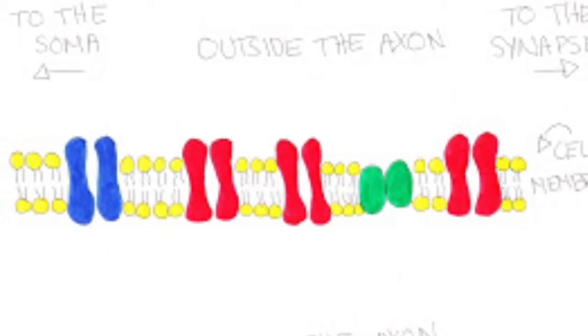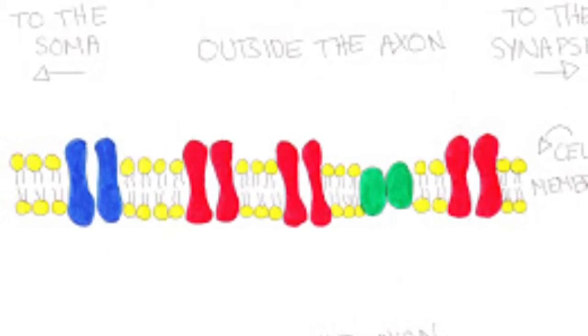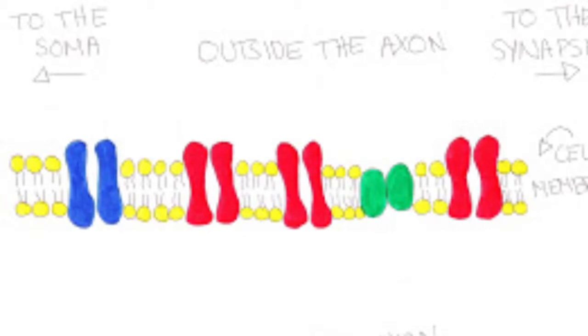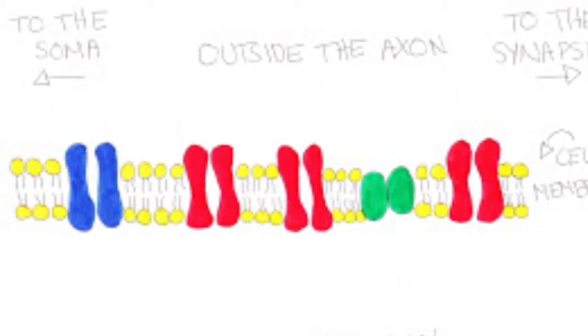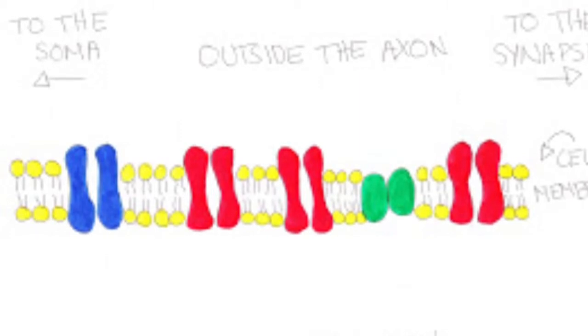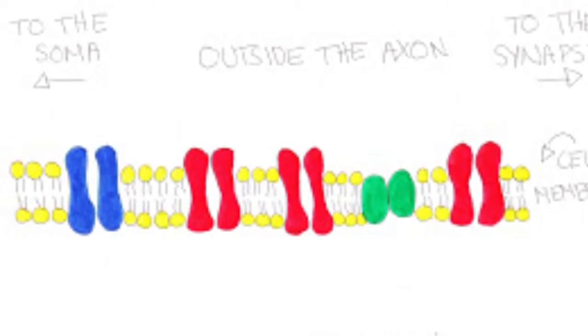Shortly after this, the sodium-potassium pump, the green balls, take out 3 sodium and take in 2 potassium in order to get back to a regular state. This is the repolarization.